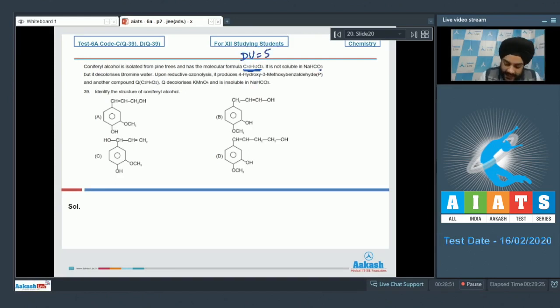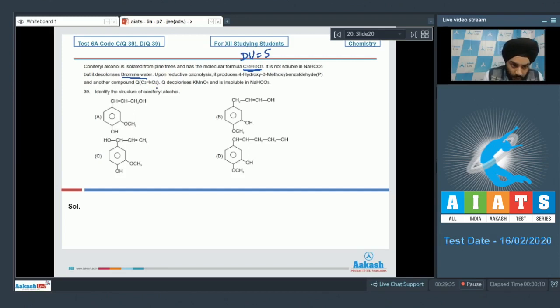It is not soluble in NaHCO3. It means that it does not contain a carboxylic acid group, but it decolorizes bromine water. So there is a decolorization of bromine water, but there is no carboxylic acid group present. So it must mean that the compound contains a double bond apart from the benzene ring in the structure. It is further mentioned that upon reductive ozonolysis, it produces 4-hydroxy 3-methoxybenzaldehyde, which is the compound P, and another compound Q, which is C2H4O2.